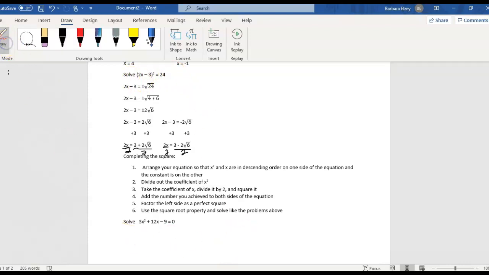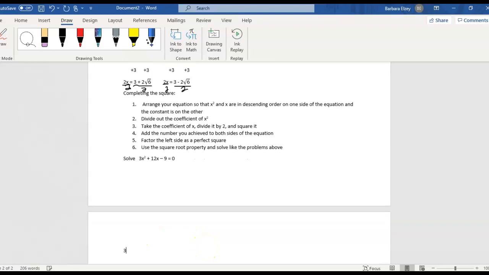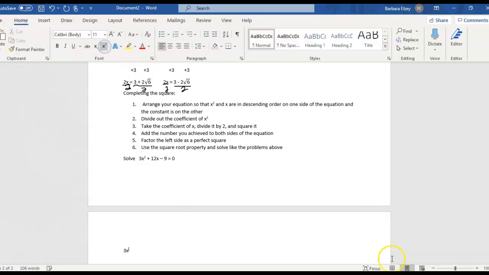And let me get out of the draw feature here. All right, so first we want our x squared and our x on the left side in descending order, which we have, but we want this negative 9 over on the other side. And so I'm going to move it to the other side and make it positive. When it goes across the equal sign, we'll have 3x squared plus 12x minus 9, equal 9, when I moved it.